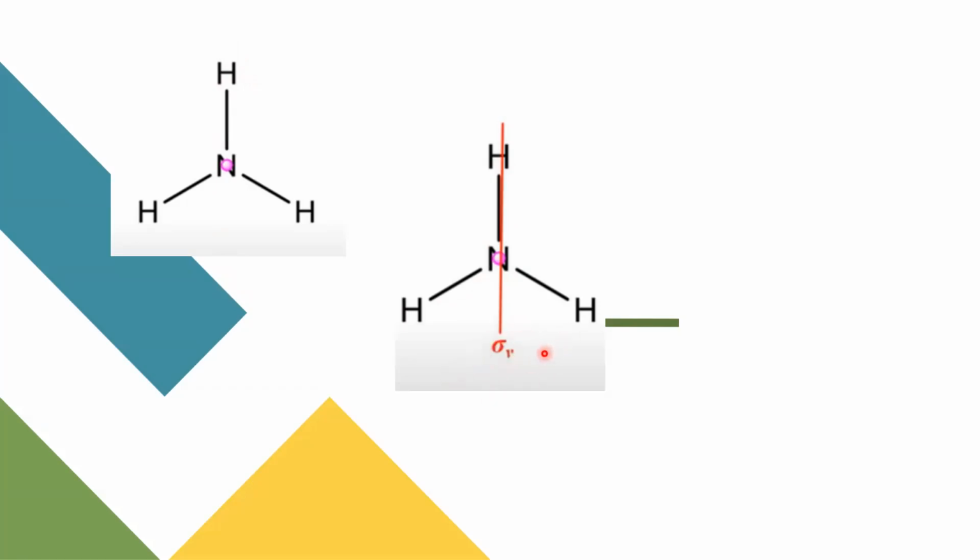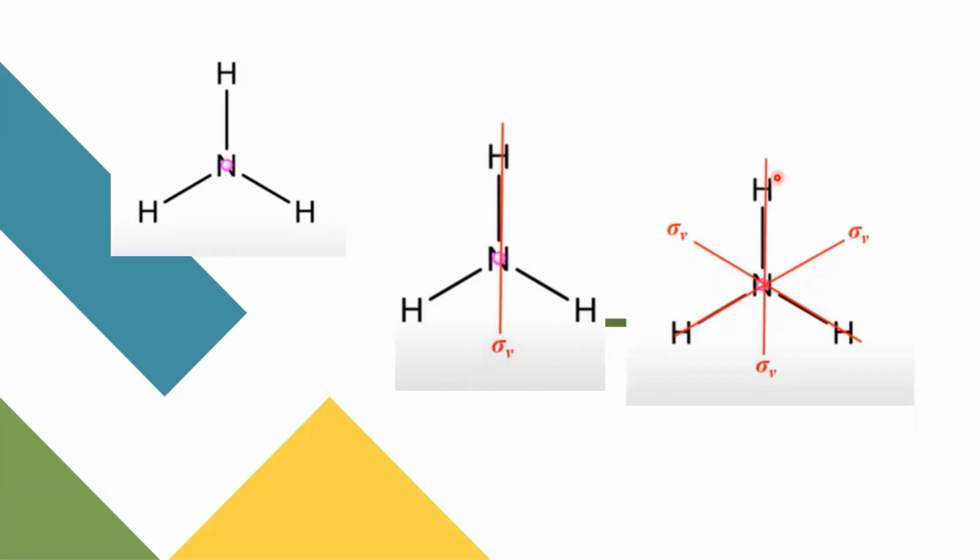So how many mirror planes are there in this ammonia molecule? 3. Very good. So you get 3 mirror planes along this NH bond, right? In addition, we have the C3 axis, right? So we have 3 sigma V's which lie along the C3 axis, right?